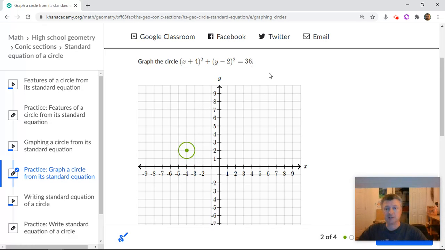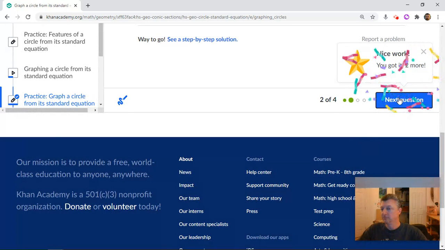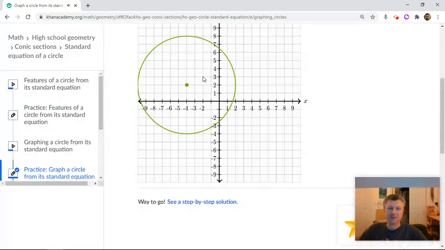6 times 6 is 36. 6 squared is 36, right? Or the square root of 36 is 6. So your radius is 6. 1, 2, 3, 4, 5, 6. All right, let's hope I get that one right too. Okay, so there it is.